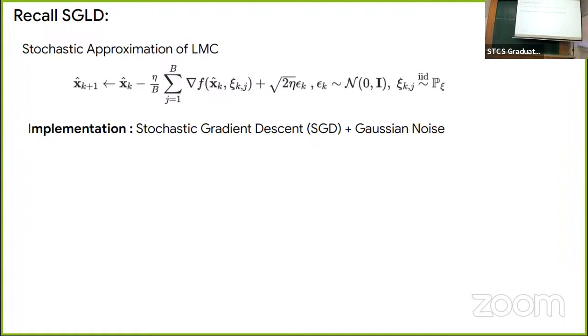So you have these dynamics, that is x_{k+1} is x_k minus eta over b times this unbiased estimator of the gradient, plus square root 2 eta epsilon_k, which is like the Brownian motion integrated over 0 to eta. So this is basically stochastic gradient descent on grad f plus some large Gaussian noise.